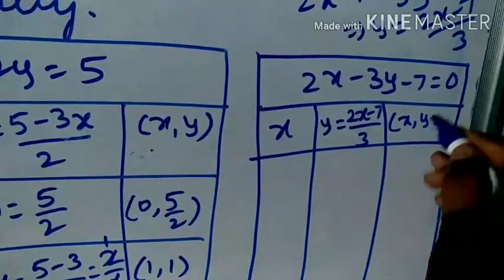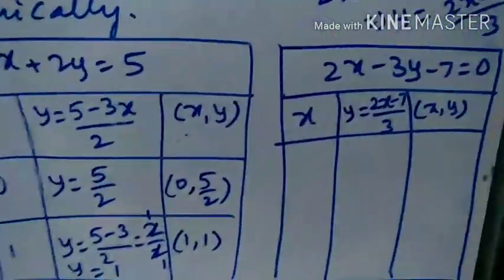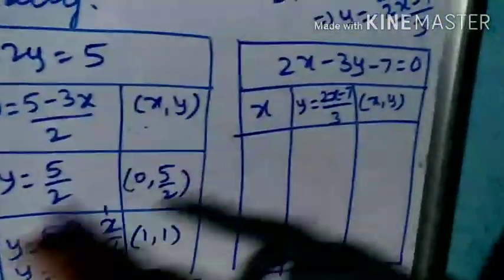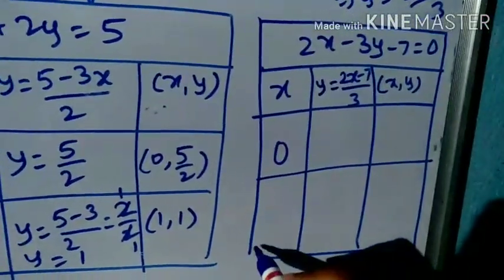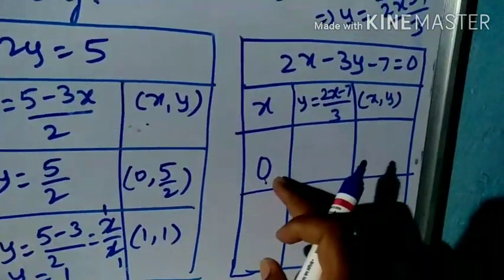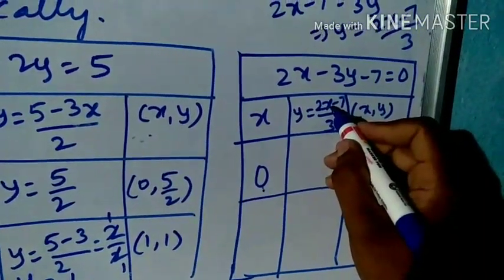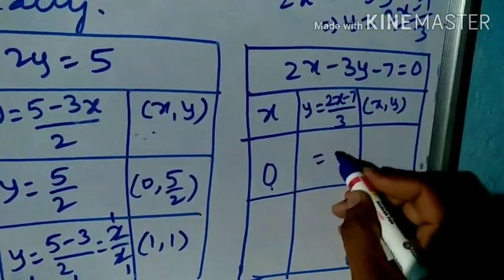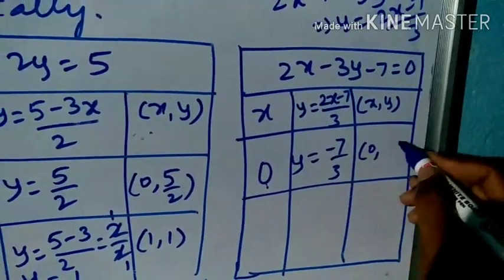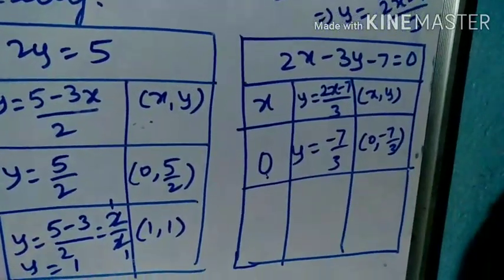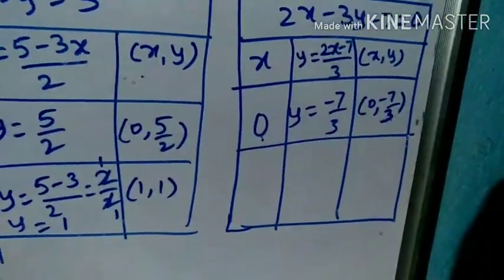Here x comma y value. Like this we are finding the y value. So now take the same 0 comma 1. You can take your wish number. For easy purpose I am taking 0. So substitute 0 in x. So 2 into 0 is 0, 0 minus 7 is minus 7. Minus 7 by 3. The y value is minus 7 by 3. So this point is 0 comma minus 7 by 3.